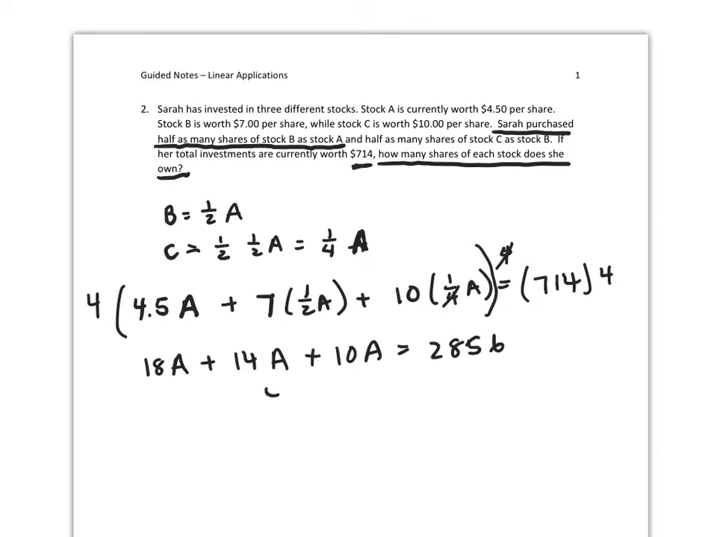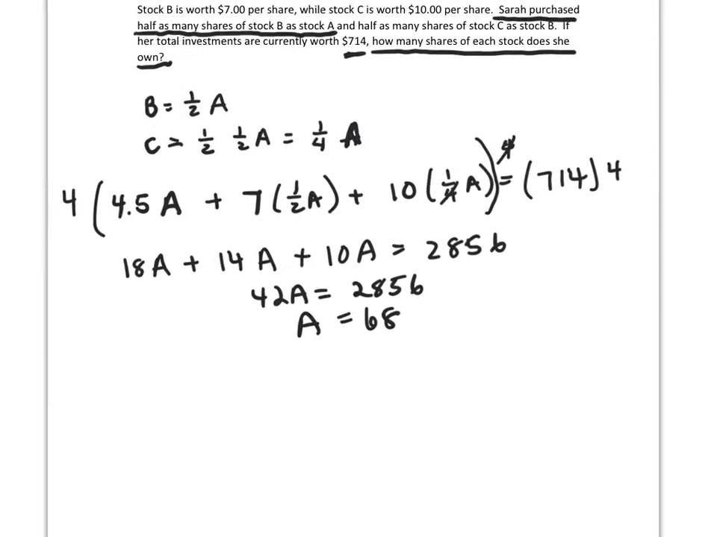So that's 42A equals 2856. And that's A equals 68. So I've got 68 shares of stock A.